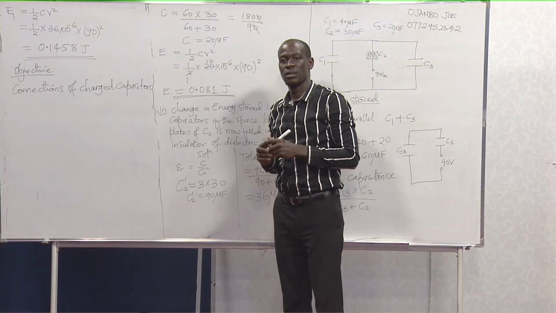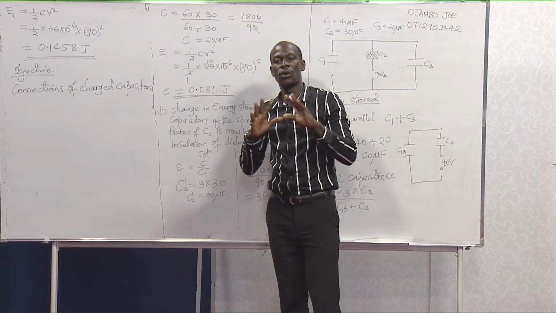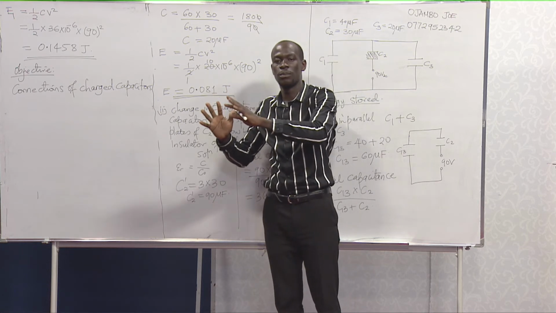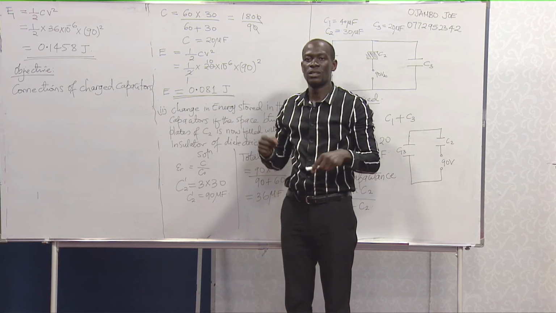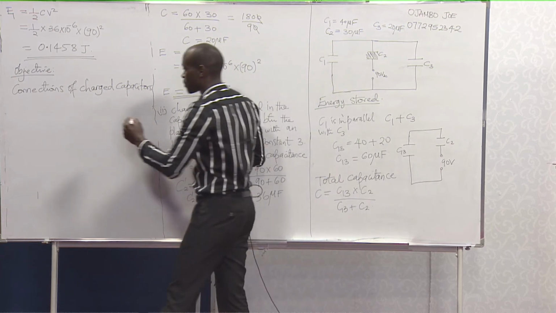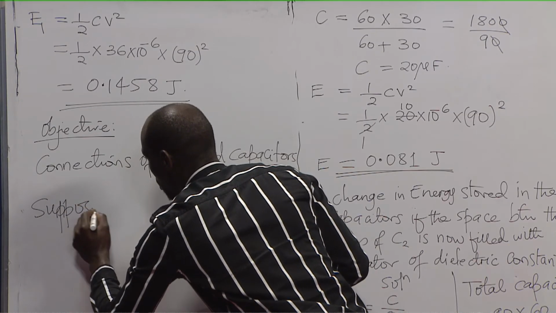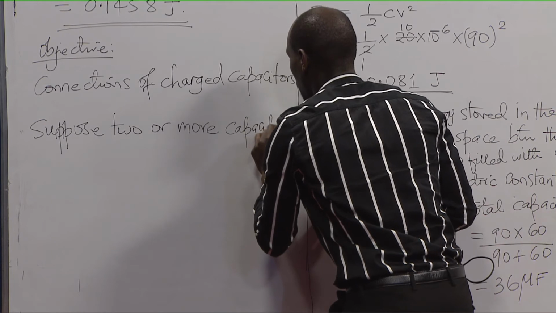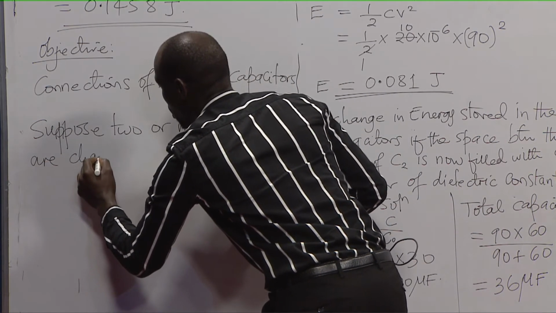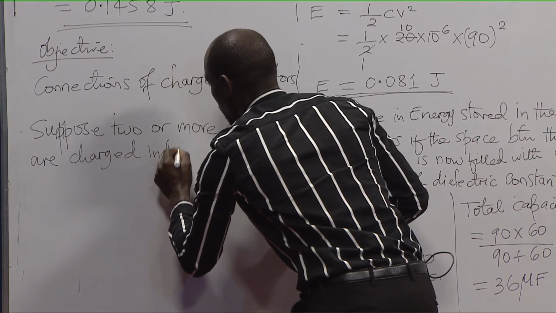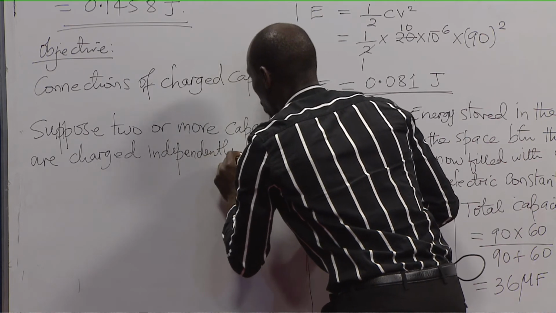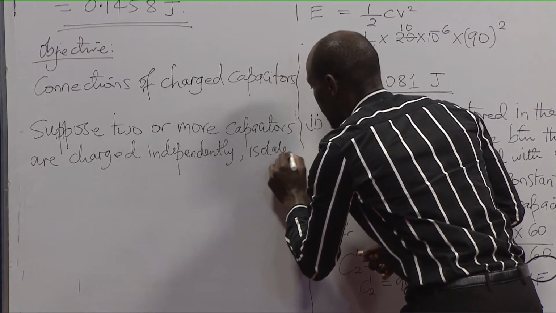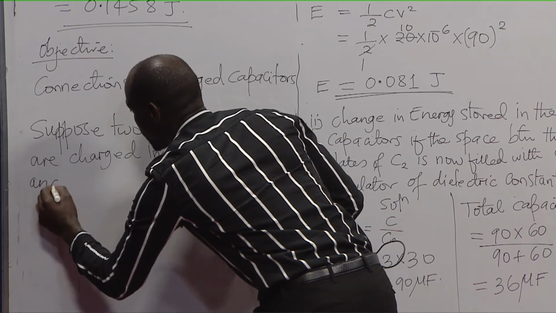After we have charged capacitors, we can have them isolated. And when you isolate them, you can go ahead and connect them. Connect one which is charged to a certain PD with another one which is also charged to a certain PD, and then see how it works. So we can say, suppose 2 or more capacitors are charged independently, or you can say separately, after you have charged them independently, you isolate them, and then connect them.